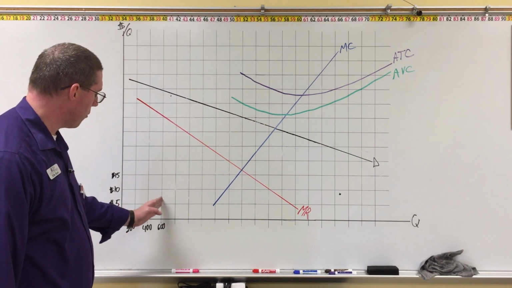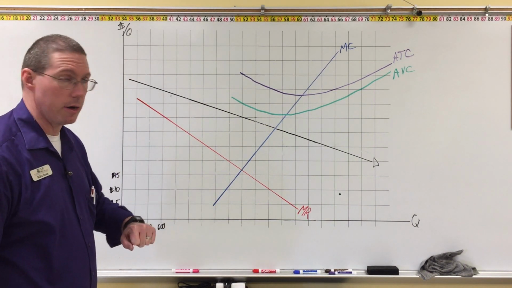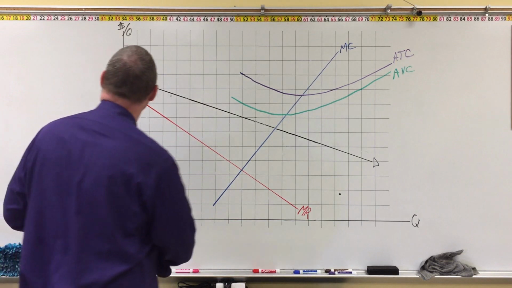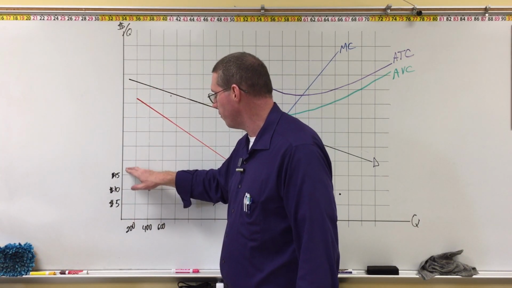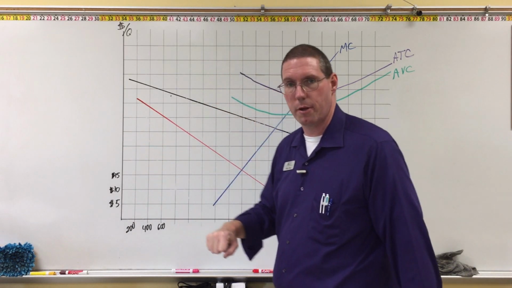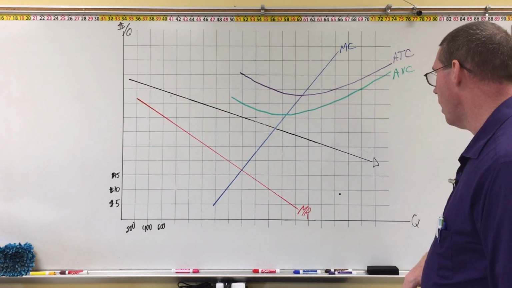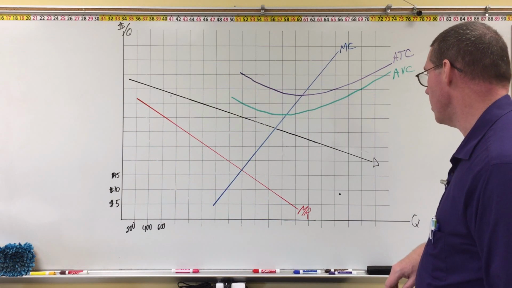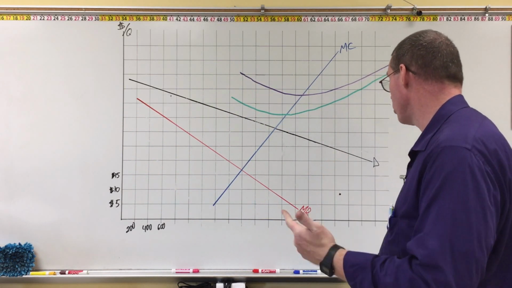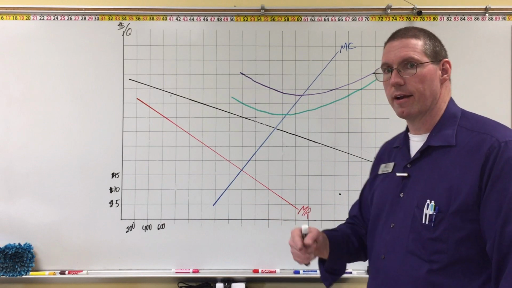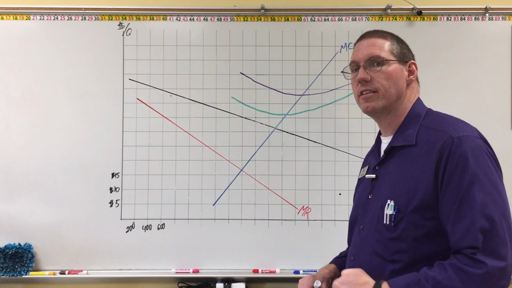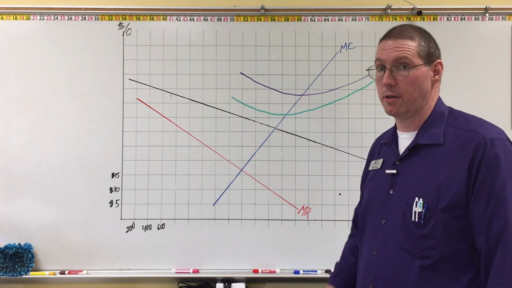So we've got 200, 400, 600, 800, 1,000, et cetera. And then on our dollars, on our vertical axis, we're going up by $5. So $5, 10, 15, 20, 25, 30, et cetera, okay? So here's what I would like for you to do. I'd like for you to identify the price, the marginal revenue, marginal cost, average total cost, average variable cost, and average fixed cost at a quantity of 2,000, okay?